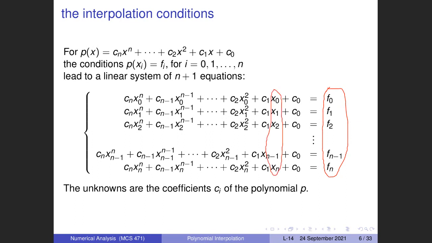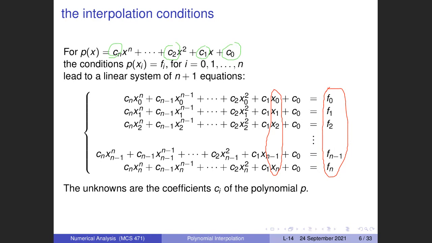So we have the n plus 1 points with corresponding function values. What is not known are the coefficients. So I will underline them here, or circle them. The coefficients are actually the unknowns. So we have the n plus 1 coefficients and the n plus 1 points xi and the corresponding function values fi.